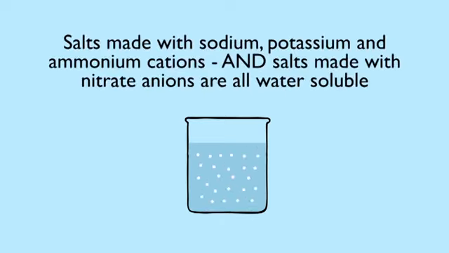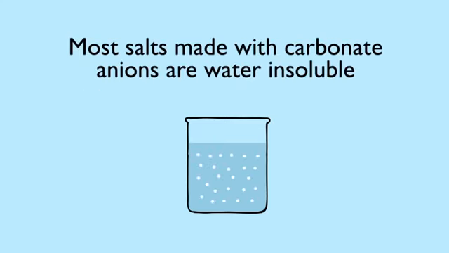Salts made with sodium, potassium and ammonium cations, and those made with nitrate anions are all water soluble. But most salts made with carbonate anions are water insoluble. Salts dissolved in solution have an important property, the ability to conduct electricity, and we call them electrolytes.